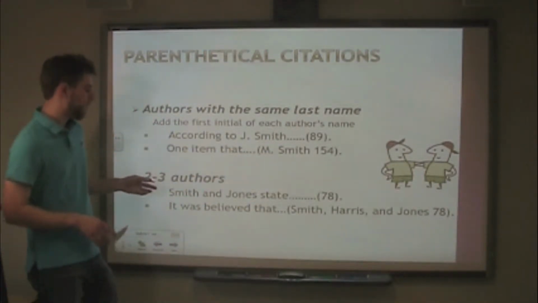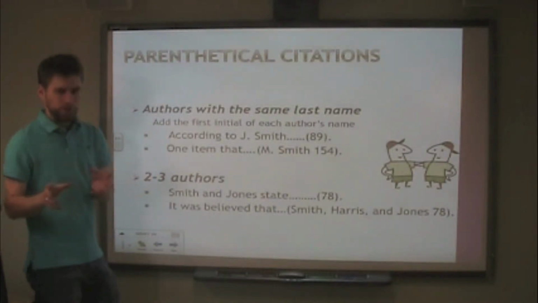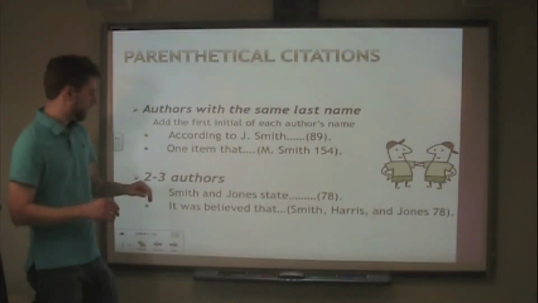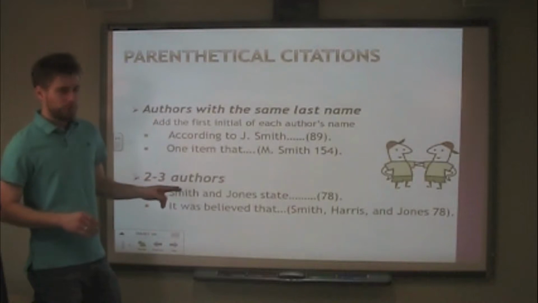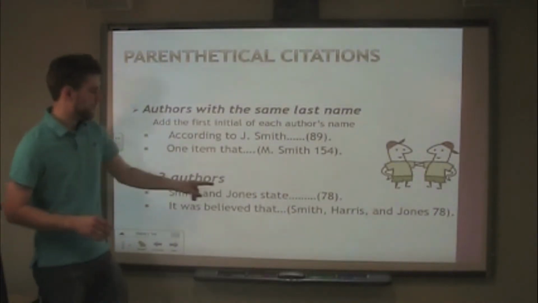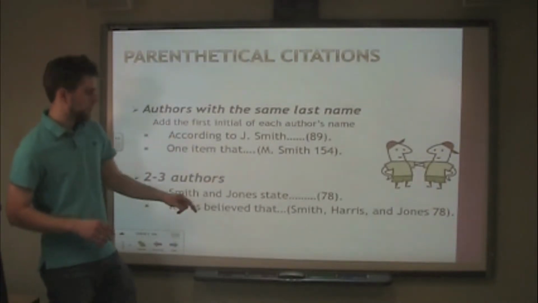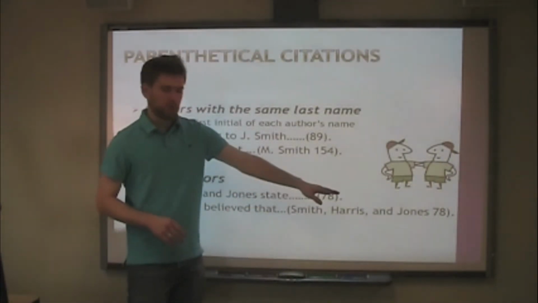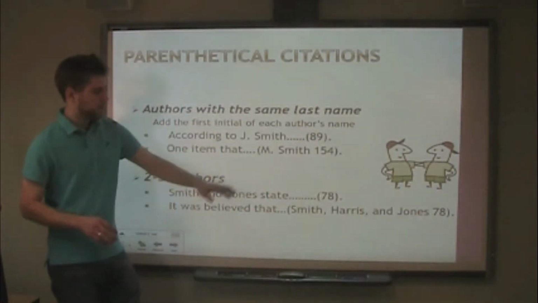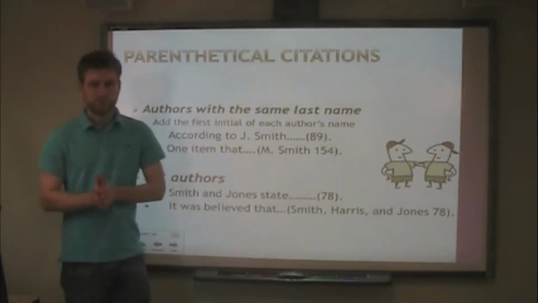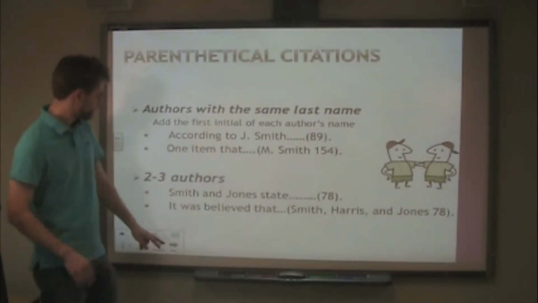You have two to three authors that worked on the same book or article. You have to mention both of them, or all three. So Smith and Jones say, and then you have your citation, it is believed that, and then Smith, Harris, and Jones all worked on the same book. In this case, you cite it from page 78.